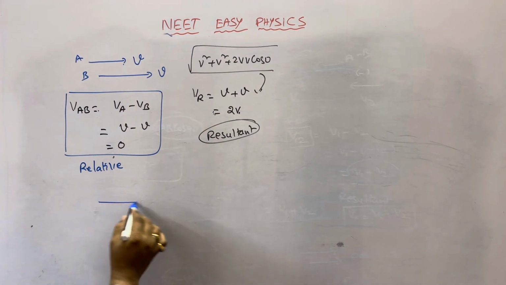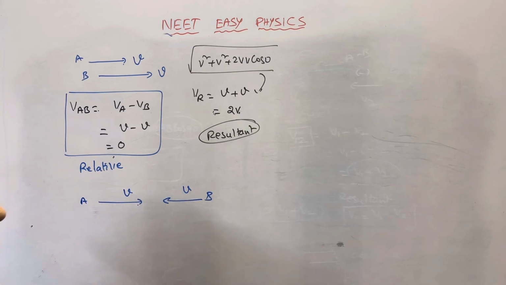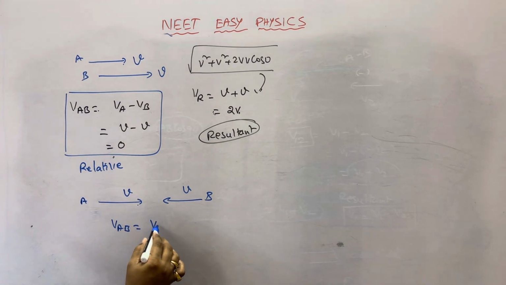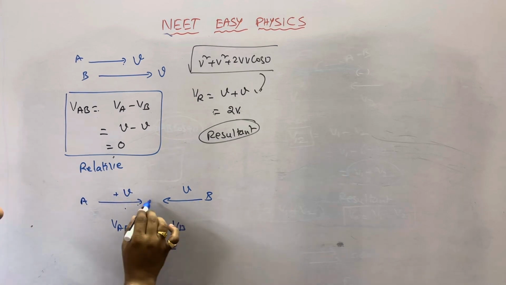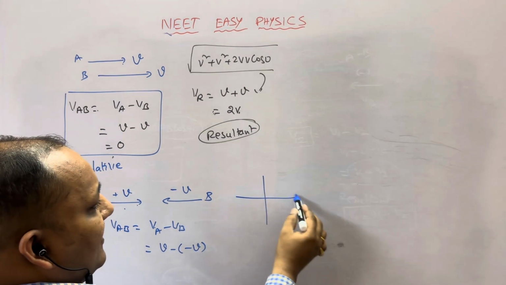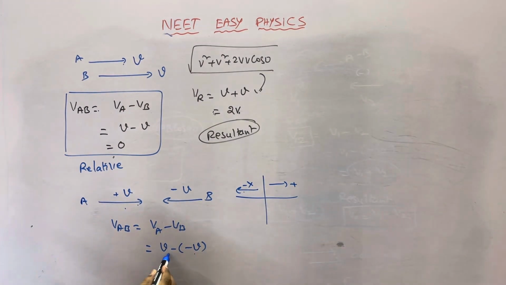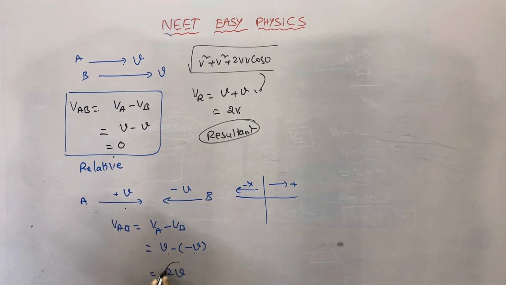Now both the objects are moving in opposite direction, A and B. Then relative velocity, velocity of A with respect to B. So VA minus VB. What is VA? V, minus, because this is going to be plus, opposite direction means minus. You can take along an axis also, you will get an idea: positive x-axis positive, negative x-axis negative. So V plus V. So relative velocity is going to become 2V if both have the same velocity but in opposite direction.